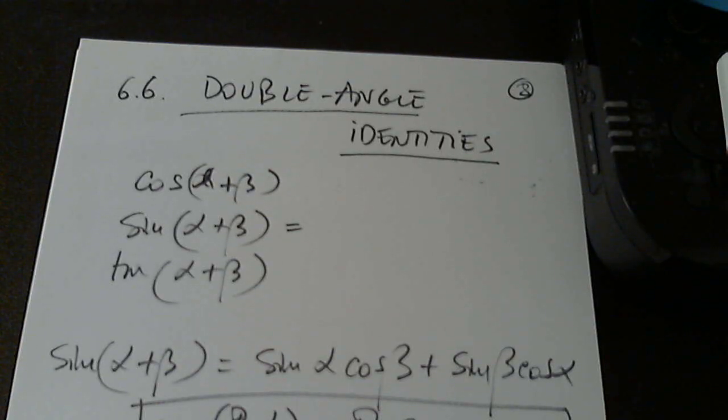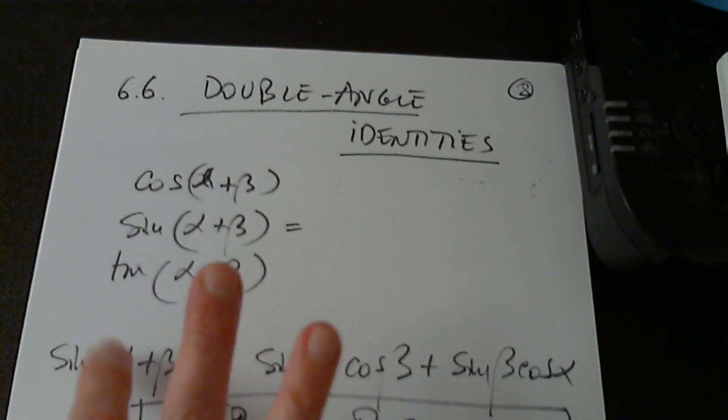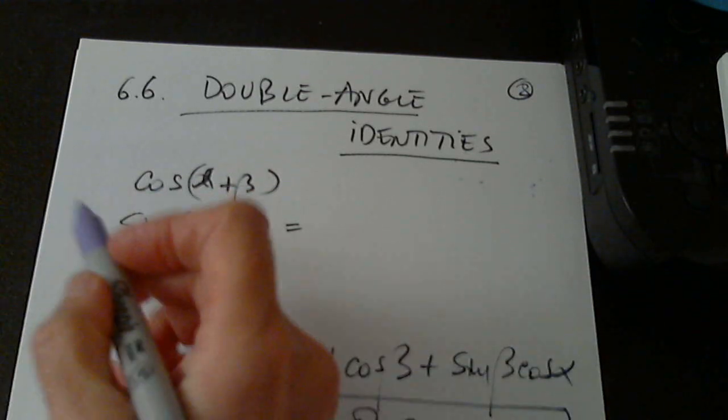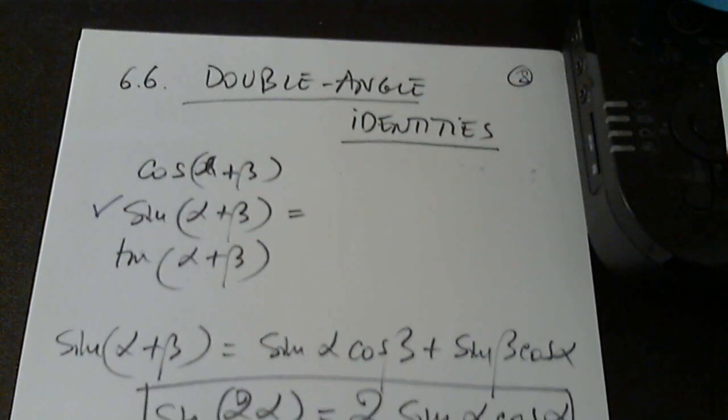Where is it coming from? From replacing alpha by beta or beta by alpha. In other words, alpha plus alpha. So sine twice alpha, you get sine alpha cosine alpha plus sine alpha cosine alpha, which makes it 2 sine alpha cosine alpha. So this is the easiest.